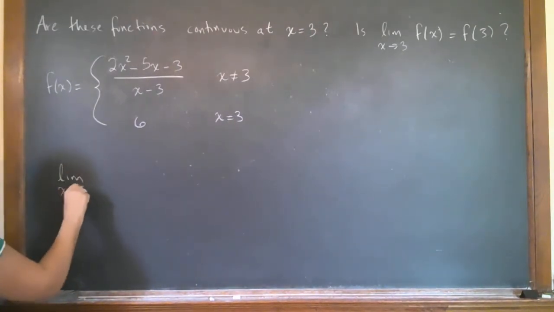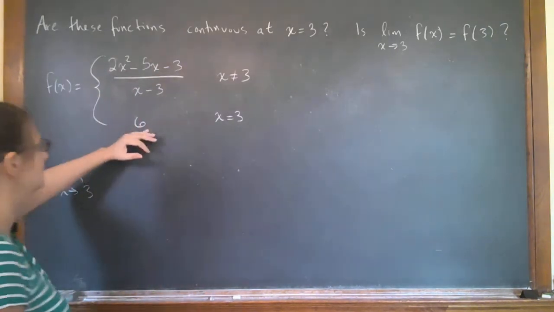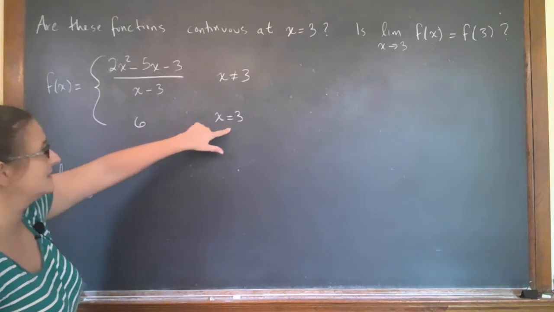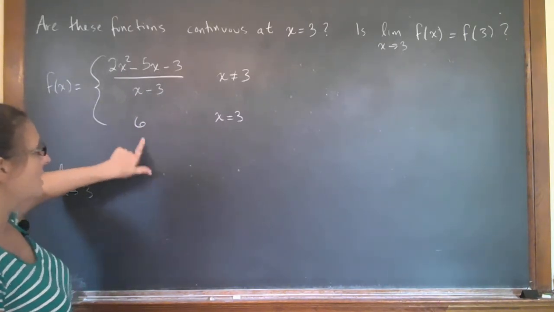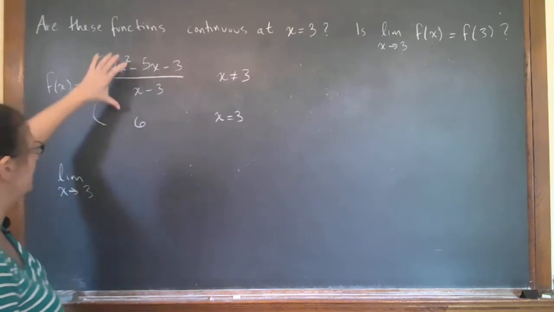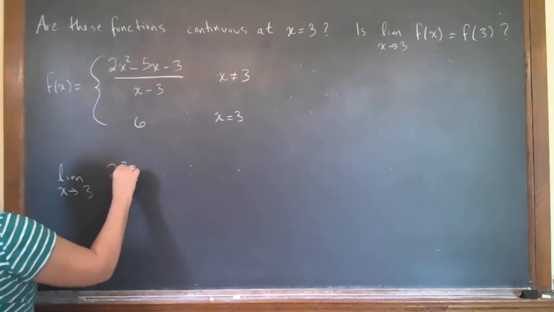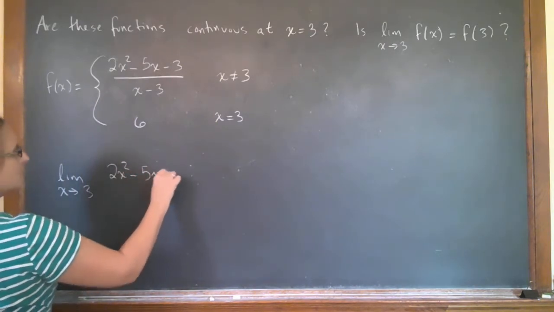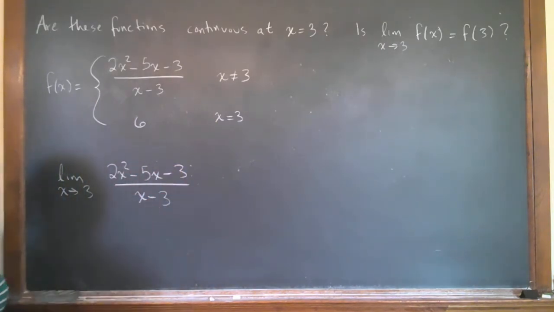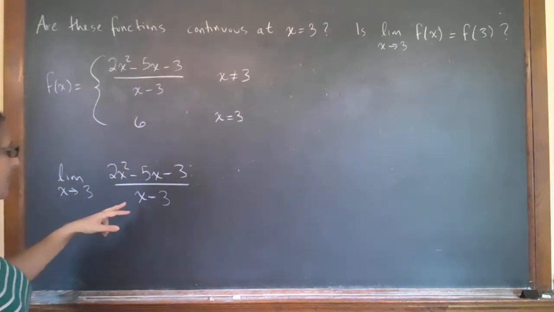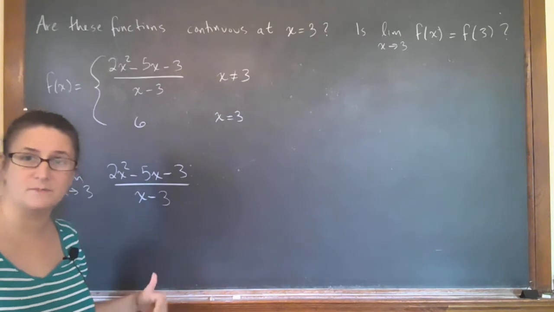Limit as x goes to 3 of this mess. Now I don't want to do anything with the 6, because it's just equal to 6. That's that special point. So I want near 3, not at 3. I'm going to look at this part: 2x squared minus 5x minus 3 over x minus 3. And of course, if I put in 3, I'm going to end up with a 0 over 0. This is the same deal that we've been seeing.